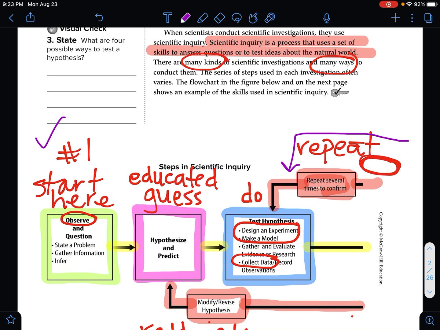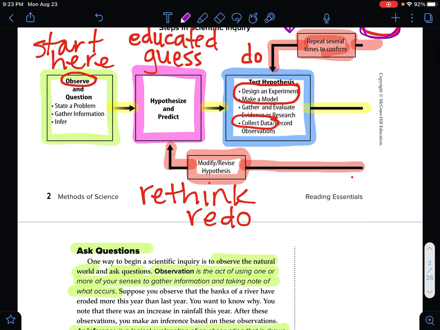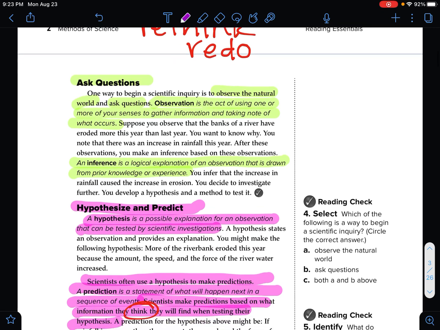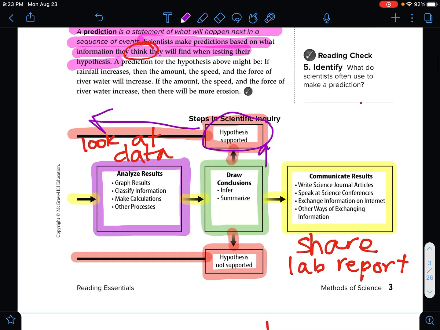So to confirm, you're going to do the experiment, analyze data, draw a conclusion. Was my hypothesis supported? Yes, you're going to do it again. Round and round and round you go, at least 3 trials, just for reproducibility. All right. So that's what happens if your hypothesis is supported.